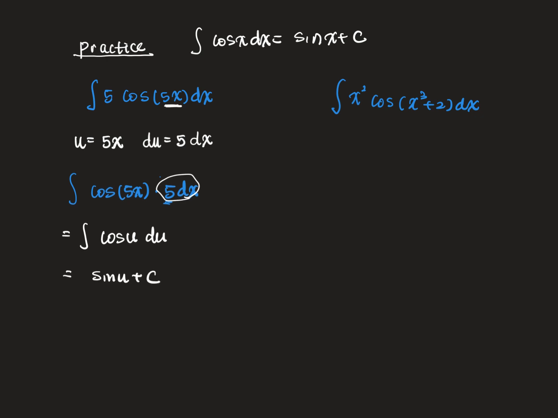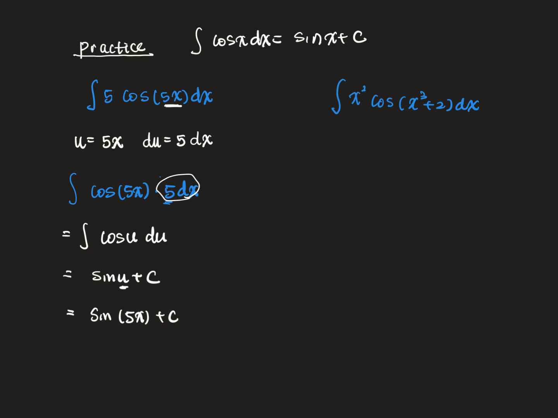You're not done yet, right? Sine u is what? u is 5x, so sine 5x plus c. That's how you find this antiderivative.